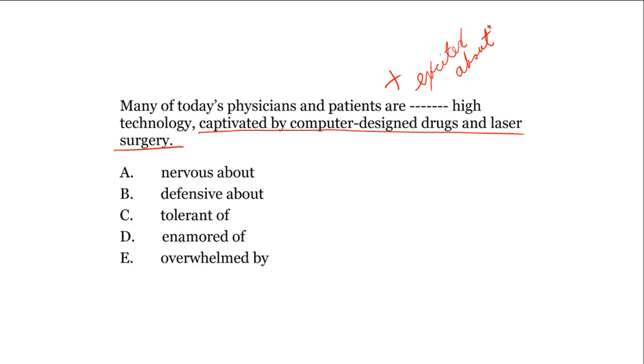All right, let's read the sentence with our phrase to make sure the sentence makes sense. Many of today's physicians and patients are excited about high technology, captivated by computer-designed drugs and laser surgery. Sounds good to me. Step 5, process of elimination. Go through the answer choices, eliminate those phrases that are unlike excited about. Nervous about is not like excited about. Defensive about is not like excited about. Tolerant of is not like excited about. Enamored of is a lot like excited about. Overwhelmed by is not like excited about. The right answer choice is D.